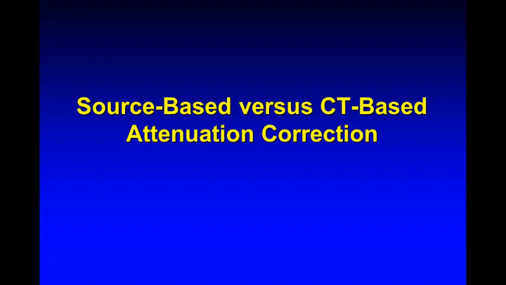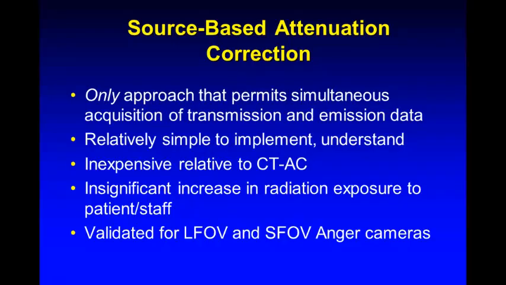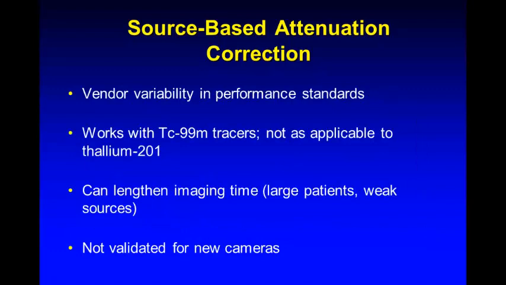So there are some discussions now about source-based versus CT-based. I think this is an old discussion now. Nobody right now is using source-based, although it does have some benefit because it allows simultaneous acquisition of transmission and emission data. It's relatively easy, but there are some disadvantages, and one of them is that it's not validated for the new cameras, and it can lengthen imaging time significantly.